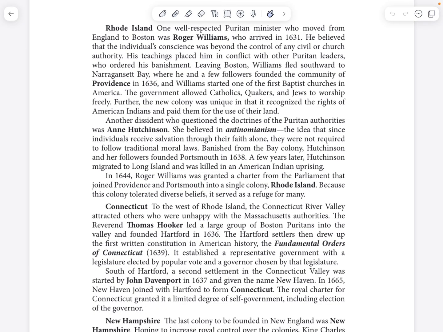She believed in antinomianism, the idea that since individuals received salvation through their faith alone, they were not required to follow traditional moral laws. Banished from the Bay Colony, Hutchinson and her followers founded Portsmouth in 1638. A few years later, Hutchinson migrated to Long Island and was killed in an American Indian uprising. In 1644, Roger Williams was granted a charter from the Parliament that joined Providence and Portsmouth into a single colony, Rhode Island. Because this colony tolerated diverse beliefs, it served as a refuge for many.